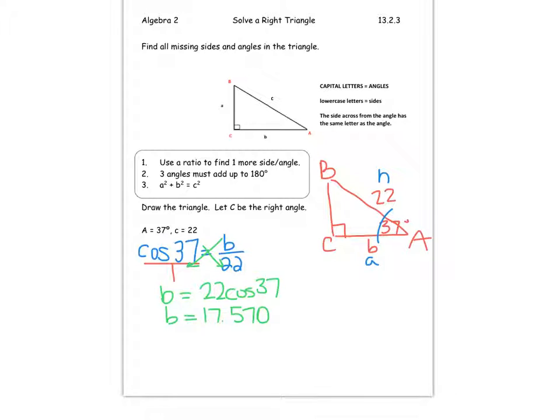Okay. Once I've done one more side, I can figure out my angles because 3 angles must add up to 180. So I already knew 2 angles, right? I had 180. I can subtract 90 because that's the right angle. And I can subtract 37. And whatever I have left is 53 degrees. That's the value of angle B.